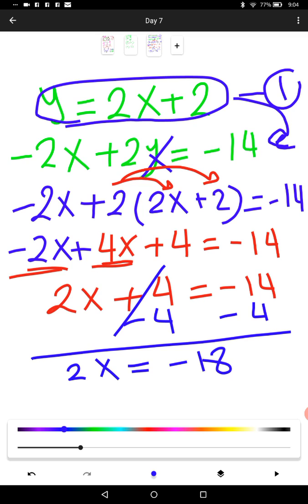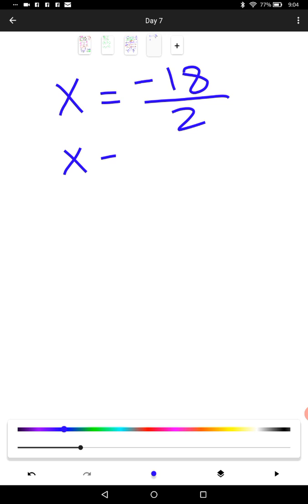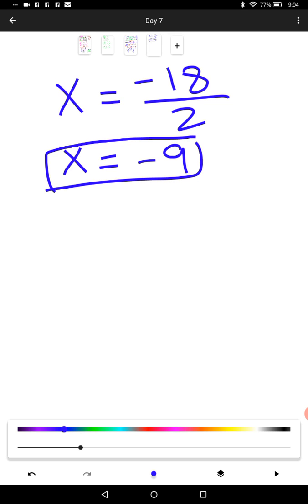How can we get rid of this 2 or move it? Yes, correct. Divide by 2. X equals negative 18 divided by 2. That means x equals negative 9. To solve this system of equations, it is not enough to find the value of x. We need the value of y. It's important to find the value of y.